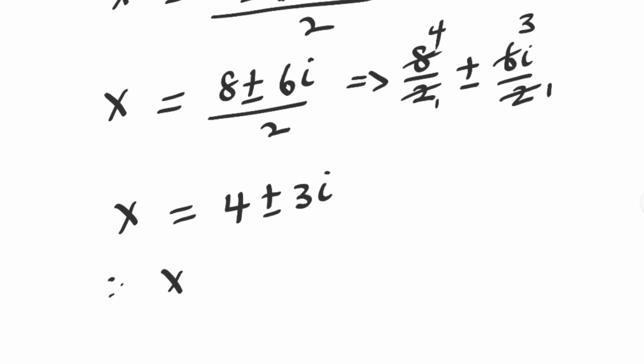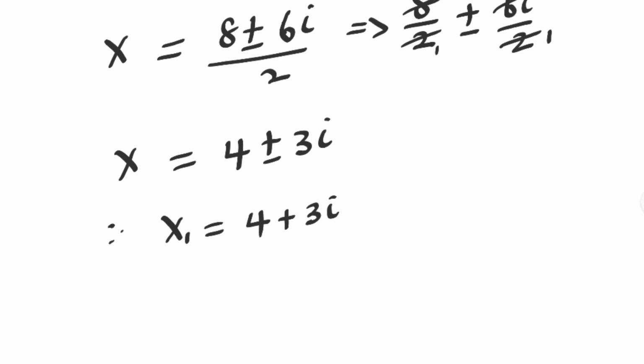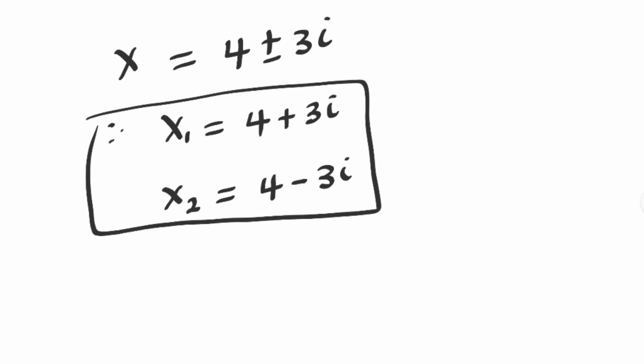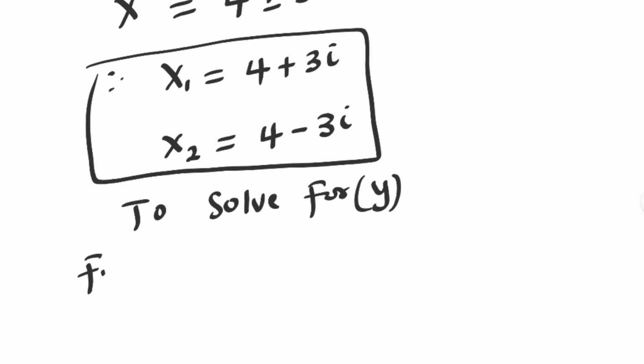Therefore, x1 is equal to 4 plus 3i. Then x2 is equal to 4 minus 3i. These are the values of x. We've gotten the values of x. Let us solve for y. To solve for y, from equation 3, y is equal to 8 minus x.